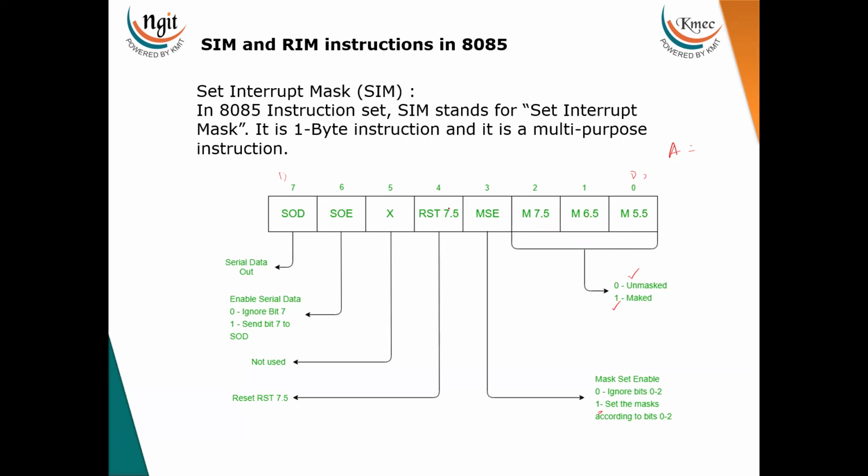Now, bit number 4 is for resetting the 7.5. By using this, if it is equal to 1, we can reset RST 7.5. Bit number 5 is unused, and SOE is serial output enable. If this bit is equal to 1, then data can be sent out serially by using bit number 7. If this is 0, then this 7th bit is ignored. This is about the SIM instruction.